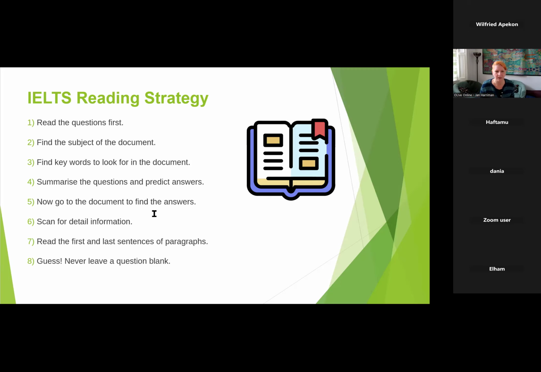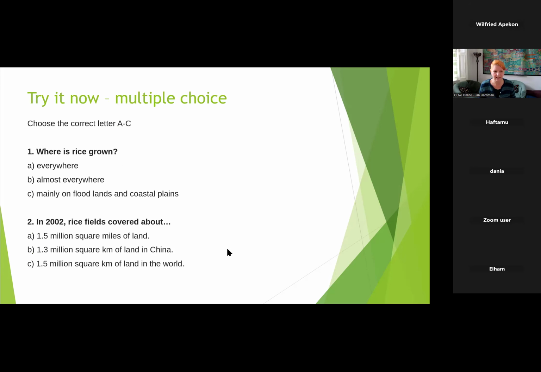Okay. Now go to the document and find the answers. Scan for the detailed information. Read the first and last sentences of paragraphs to get the gist of what it's about. And then, of course, guess. Never leave a question blank. So, let's see what summarizing a question means. Let's look at a question.